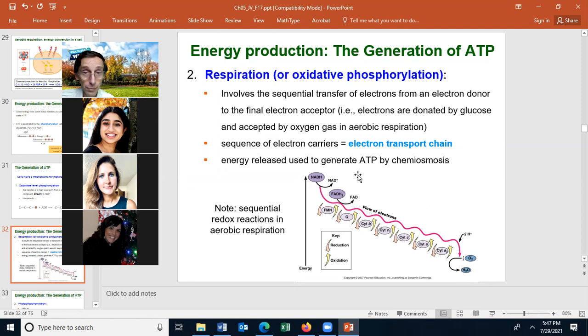Why we do the stepwise process in respiration is so that we can harvest that energy and make ATP and keep ourselves at 37 degrees. Okay? All right, any question about any of that? No. Remember that this happens both in aerobic respiration and anaerobic respiration.